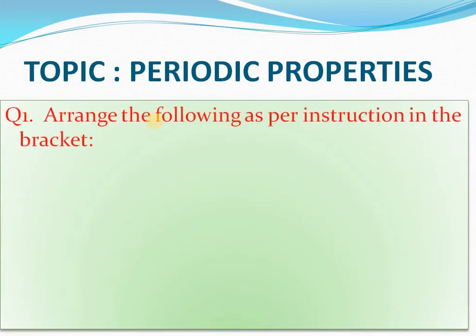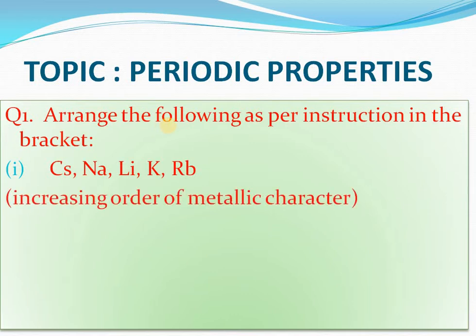So these are the questions, let us say. What we have to do is arrange as per the instruction. What is the instruction here? You can see the instruction is increasing order of metallic character. First of all, you have to see whether it is in a period or a group. Just check it. Lithium, potassium, it is in a group. So down the group, what is happening? Metallic character is increasing.